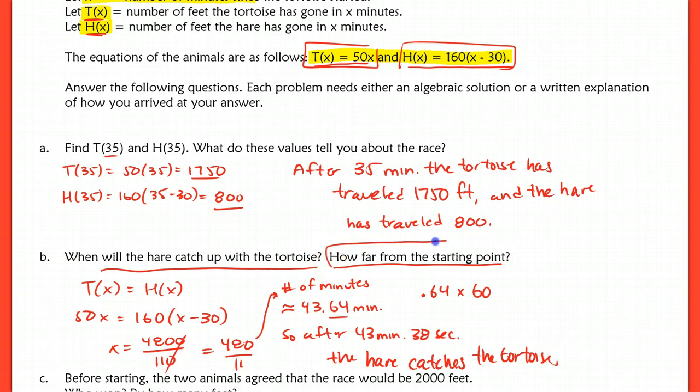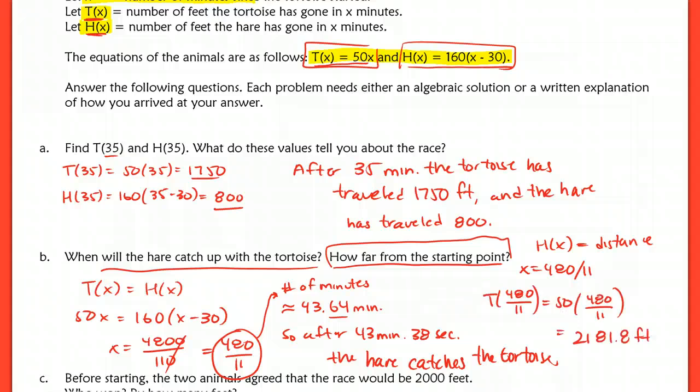Now, the second question says how far from the starting point. So what I'm going to do now, because this function, h of x or t of x, gives me the distance, right, how far they've gone, I'm going to plug in this number, this 480 over 11, because that was the time, that's x. And I'm going to plug that in for x into either function, t of x or h of x, because at the same time they'll be the same distance away from the starting point. So let's plug it in.